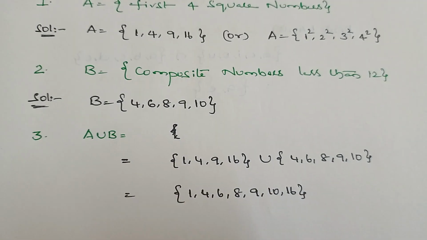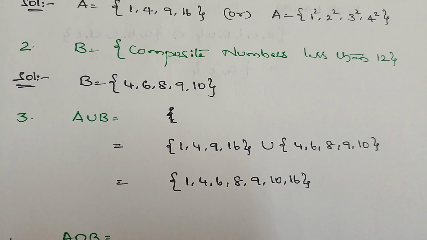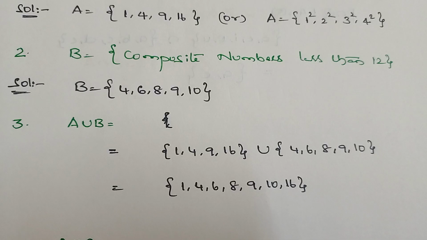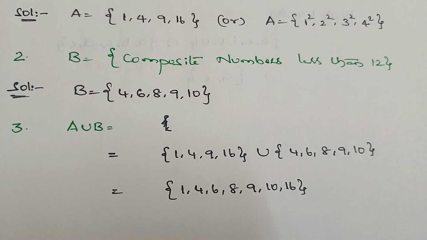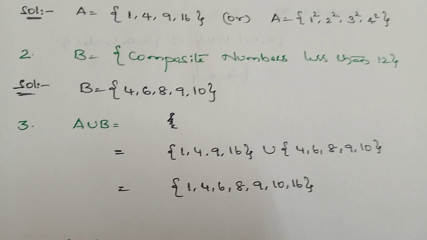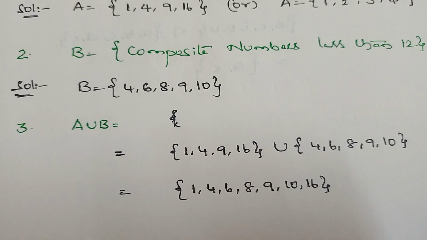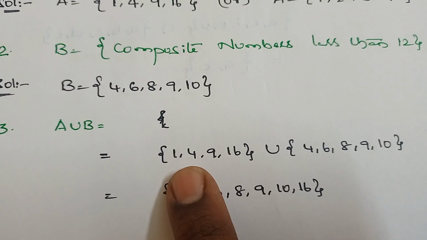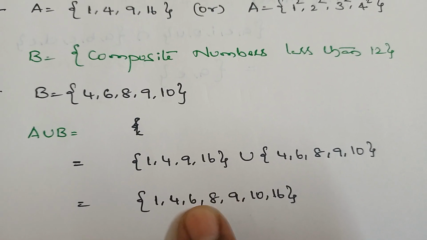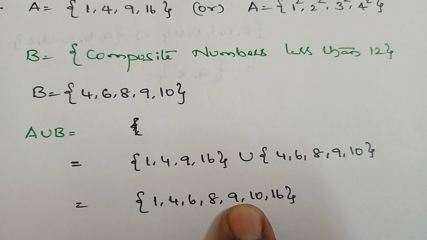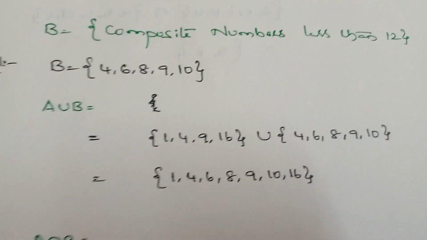So combine all the elements by eliminating duplicate values, do not write repeated values. Okay? Even if there are repeated values, we need to write only one time, guys. Duplicate values means repeated values. Okay, so that is A union B. We need to combine the sets by eliminating duplicate values. So 1, 4 is repeated, we will write only one time. 6, 8, 9 repeated, but we will write only one time. 10 and 16. So this is A U B.